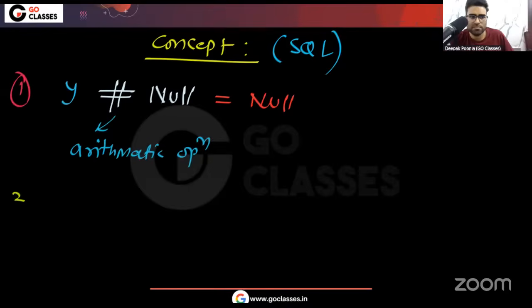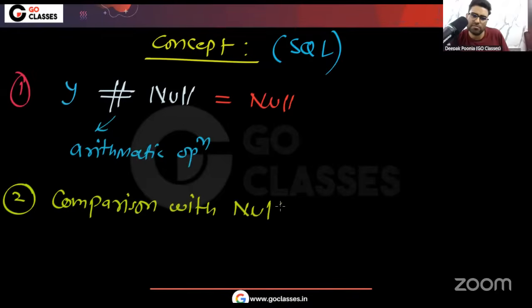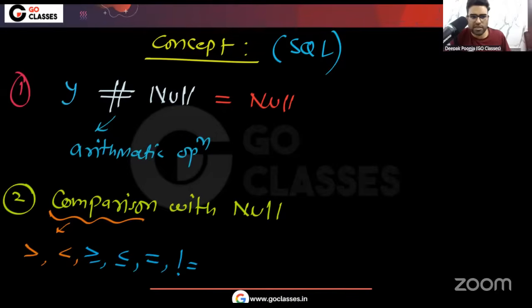Okay, this is the first concept, that an arithmetic operation with null gives the result null. The second concept: if you perform a comparison with null, what do I mean by comparison? Comparison means, for example, greater than or equal to, less than or equal to, greater than, less than, not equal to, etc. So is comparison with null null? No, no, no. Comparison with null is unknown.